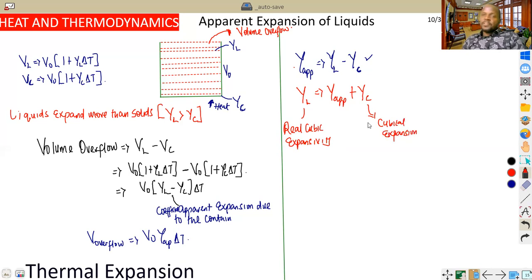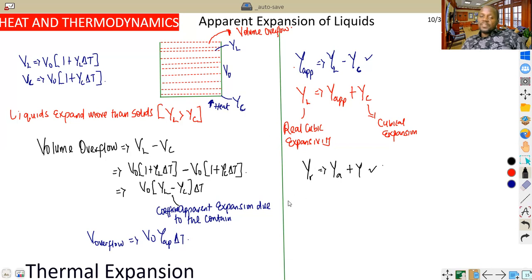So that is just the difference between the cubic expansion of the liquid itself minus that of the container that is holding the liquid. This is the definition we give to it, and this relationship is also very important in solving some questions in physics about apparent expansion and real expansion. So we say real expansion equals apparent expansion plus gamma of the container. Most of you are familiar with gamma R equals gamma A plus gamma C. This is the expression we use to derive the formula, so keep it in mind.